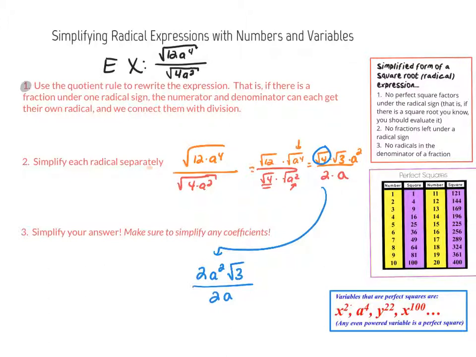So I do need to reduce my coefficients, right? When I look here, I see a 2 on top and a 2 on the bottom. So those would be able to cancel away. And I see a's on top and a's on the bottom. There's one more a on top than there is on the bottom. So when I reduce this, there'll be one a left on top, and then we still have the square root of 3. So this would be our final answer.